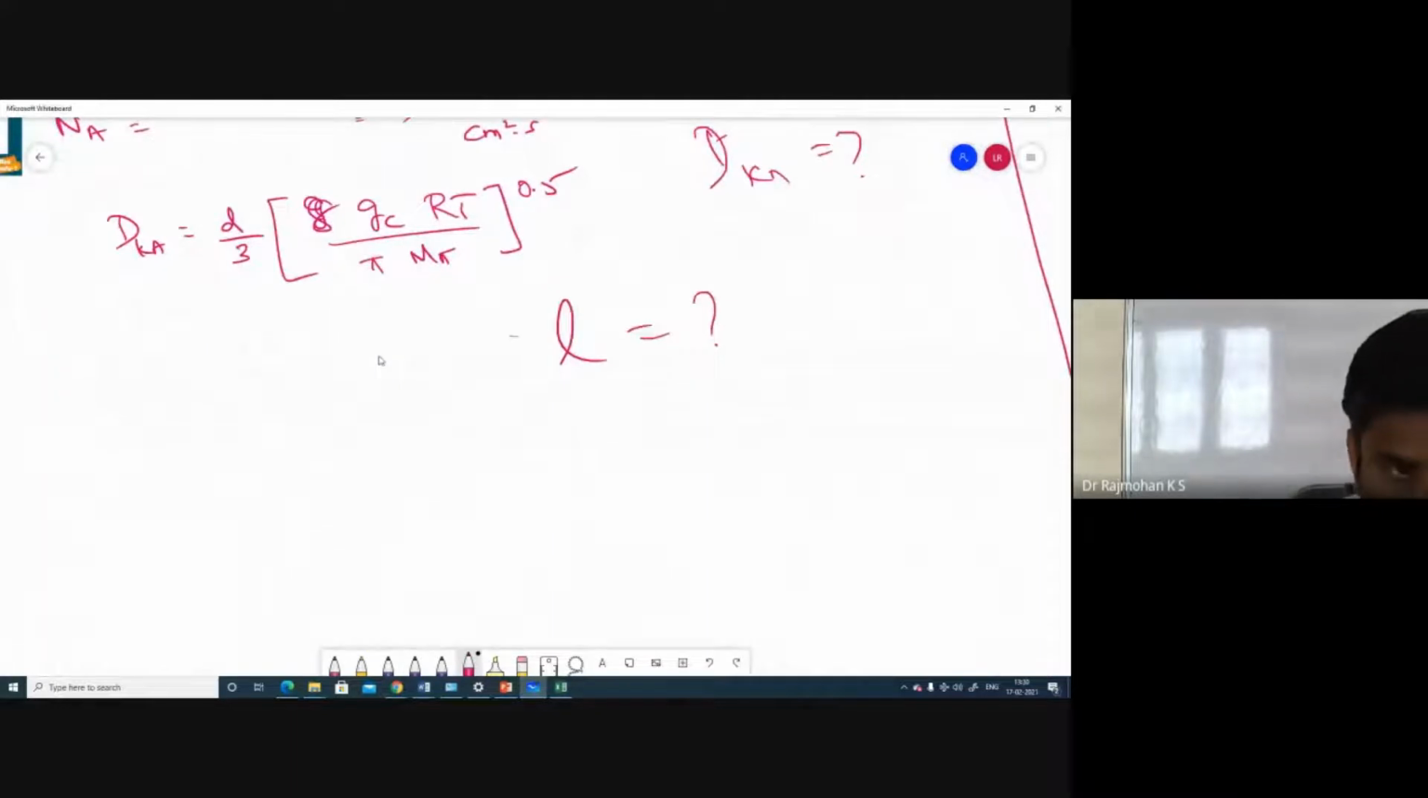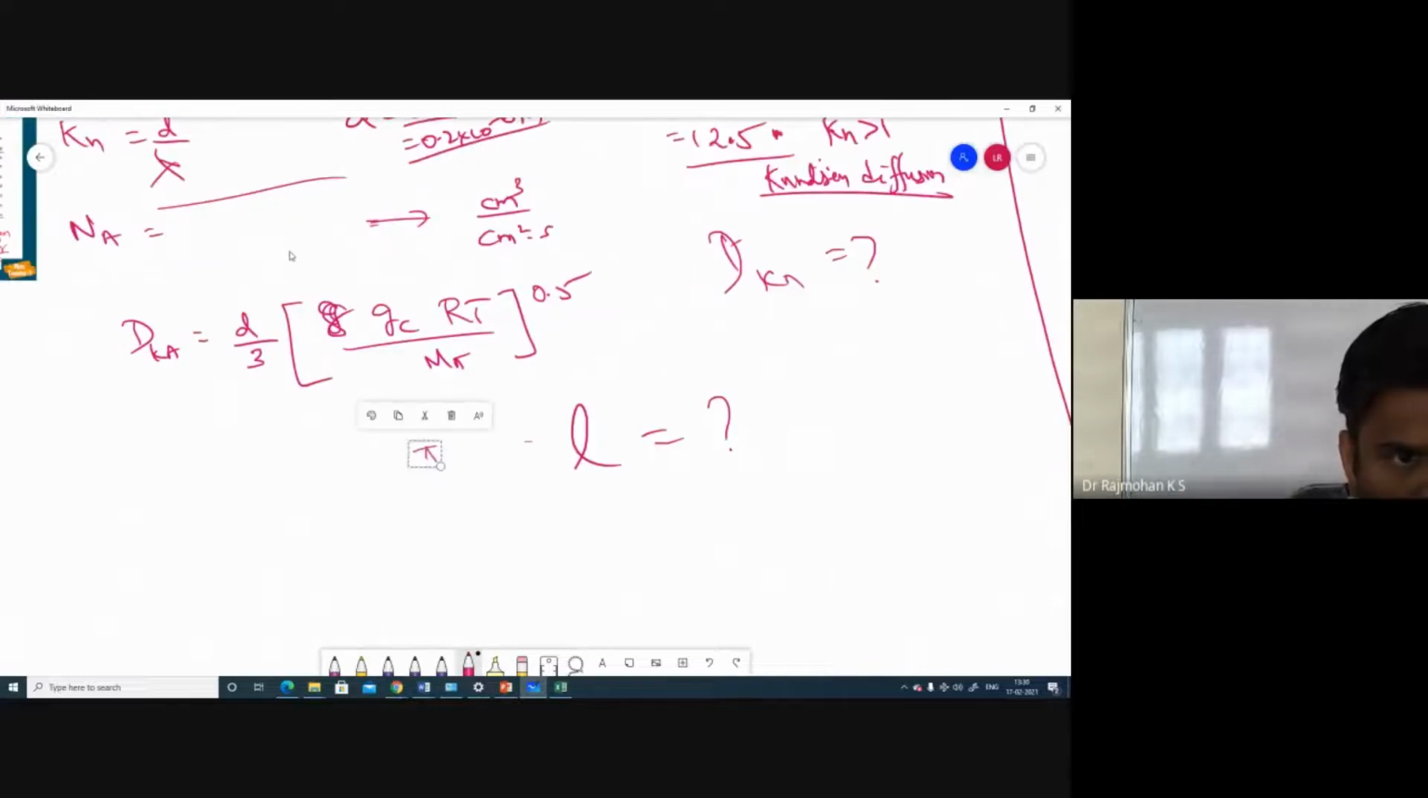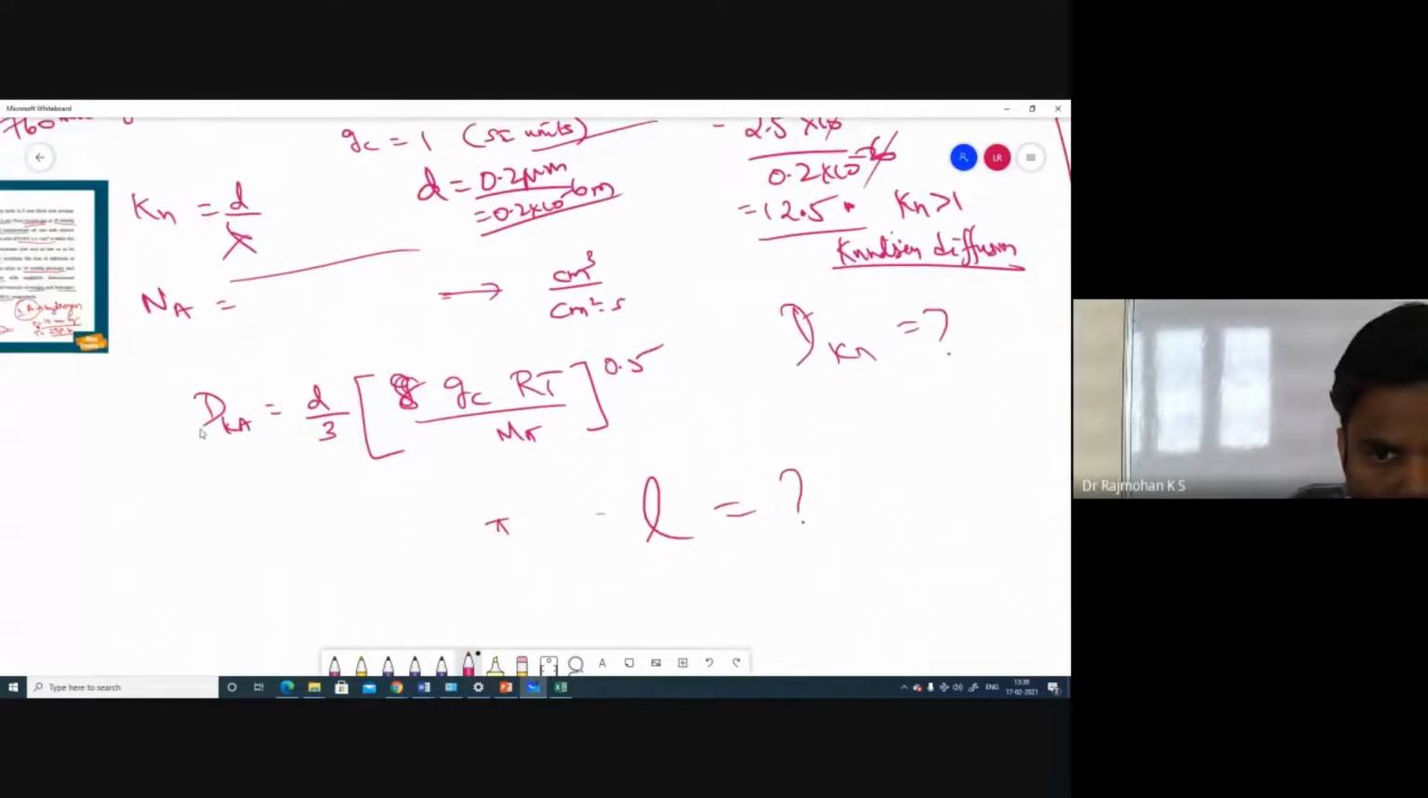You can find the Knudsen diffusivity. If it is applicable, Knudsen diffusivity can be calculated. So we have confirmed that Knudsen diffusion is taking place. So you find out Knudsen diffusivity, and flux is given in a particular unit, centimeter cube per centimeter square second. Convert to our SI unit system, kilomoles per meter square second.